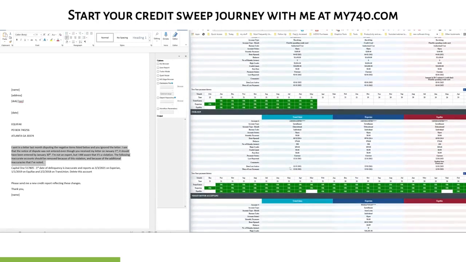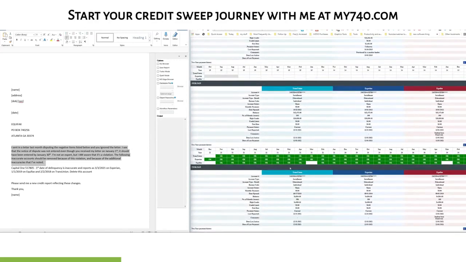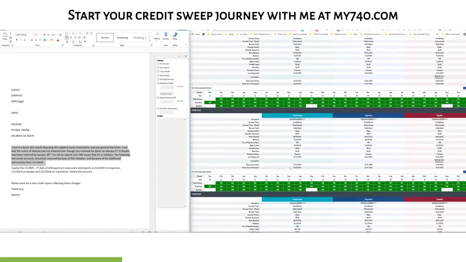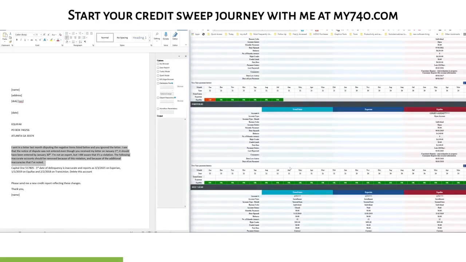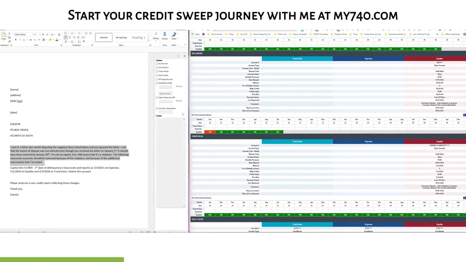Now, when you see a lot of green, obviously that means that either we can't see the late payments on the account or there are no late payments or collections for that. So we're just going to keep on scrolling down until we find our first one. And I did choose a credit report that actually has quite a few negative items. All right, so let's get started.